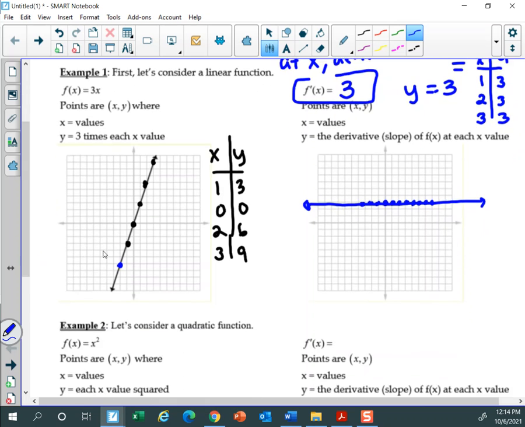So here's a connection. There's a linear function. The linear function's derivative is a constant function. A line has one constant slope. This represents the function that is the slope of this line.